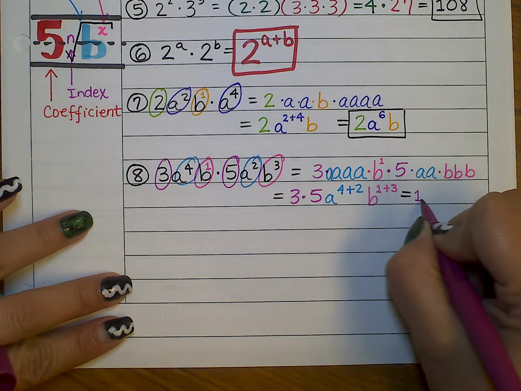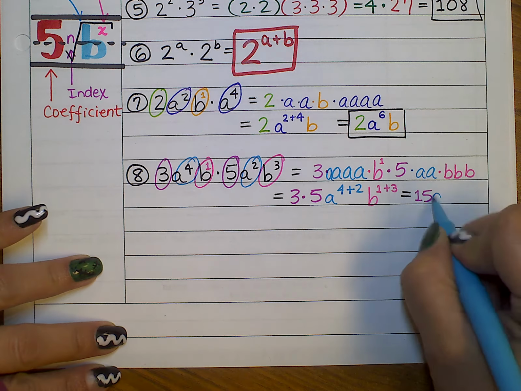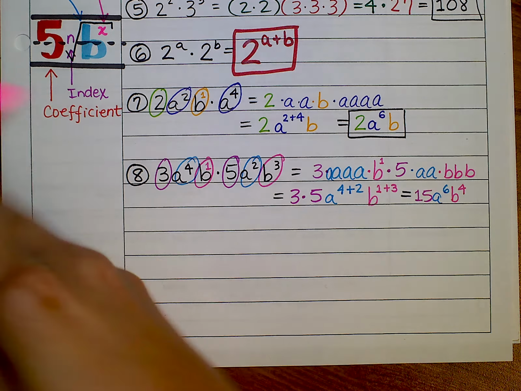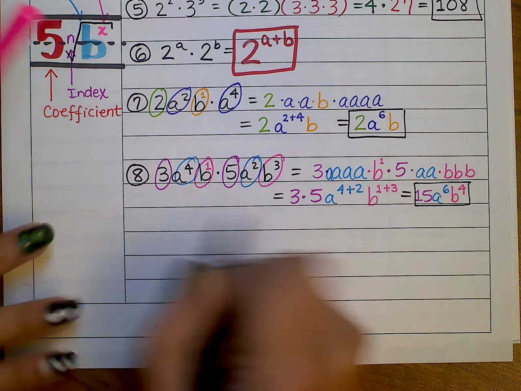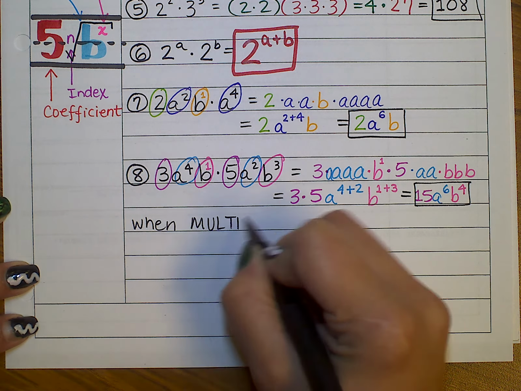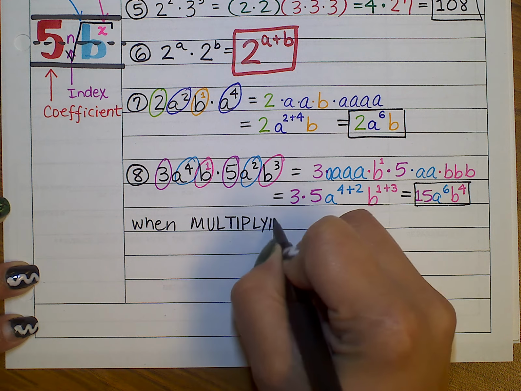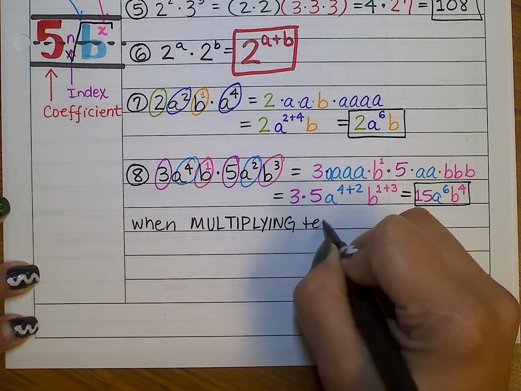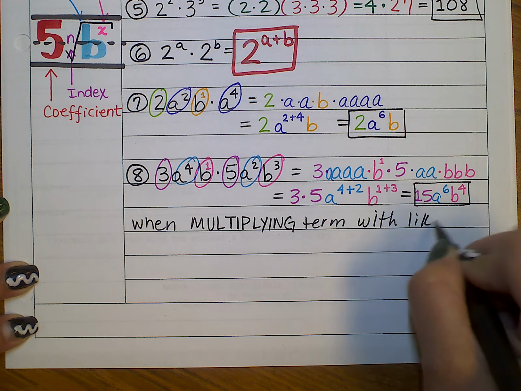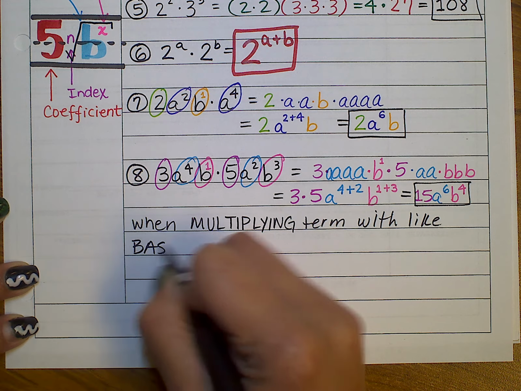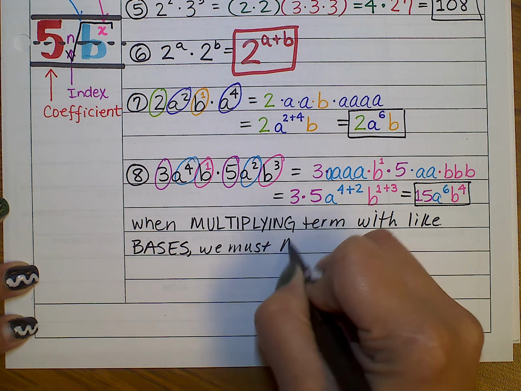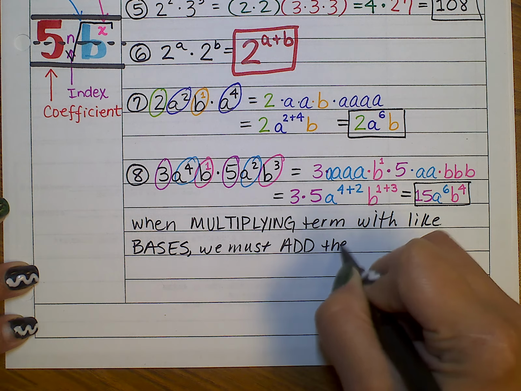giving us a final answer of 15 a to the 6th power, b to the 4th power. So we summarize this by saying when multiplying terms with like bases, we must add their exponents.